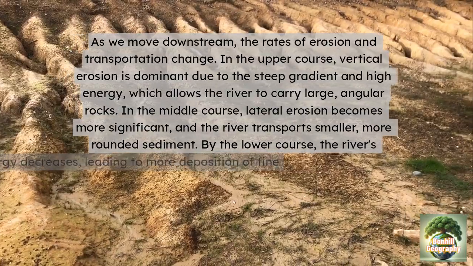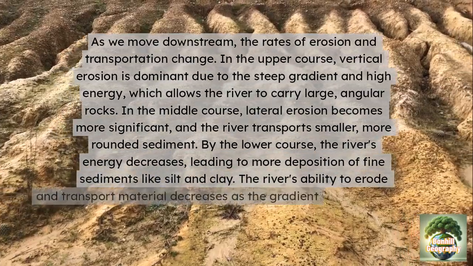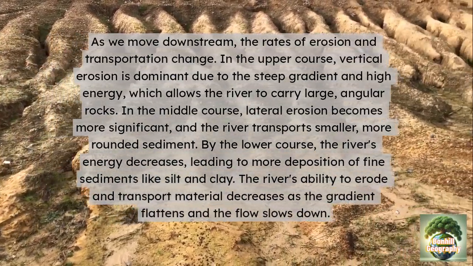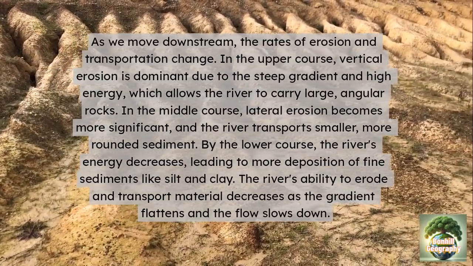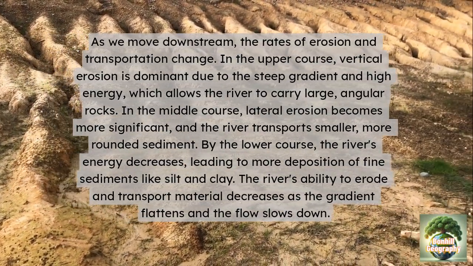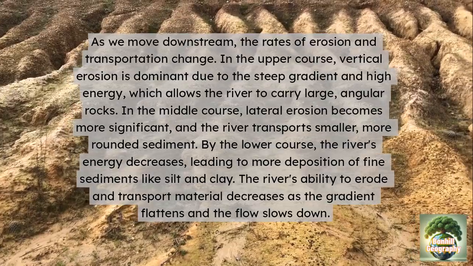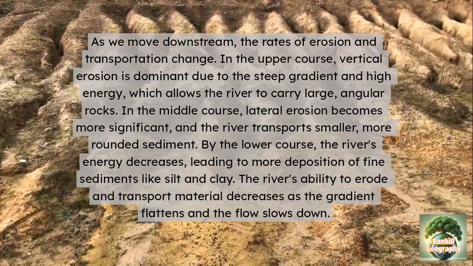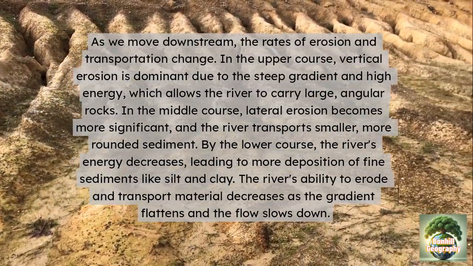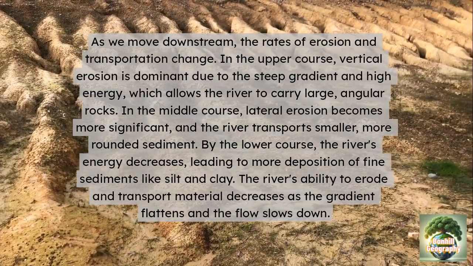So as is clear, as we move downstream, the rates of erosion and transportation change. In the upper course, vertical erosion is dominant due to the steep gradient or gravity and high levels of energy, which allows the river to carry large angular rocks. In the middle course, lateral erosion becomes more significant, and the river transports smaller, more rounded sediment grains.